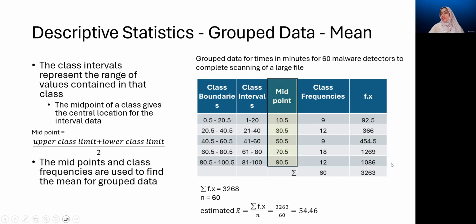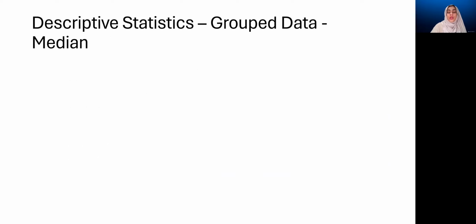3,263 is the sum of all these values, and these values are computed by multiplying the midpoint and the class frequencies. And then we divide it by 60 to get 54.46 as the average time for this data set, which was available to us only in summarized form.